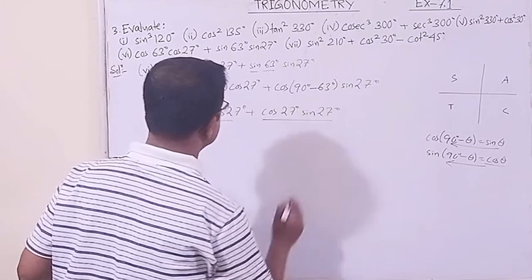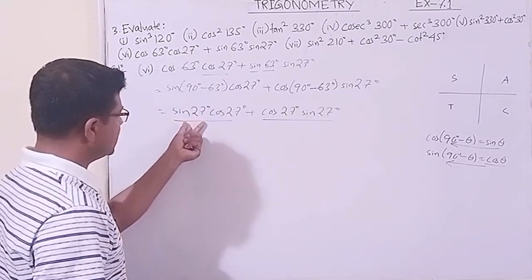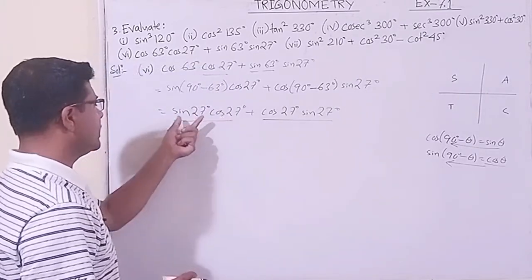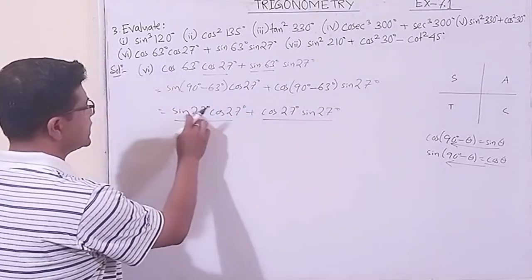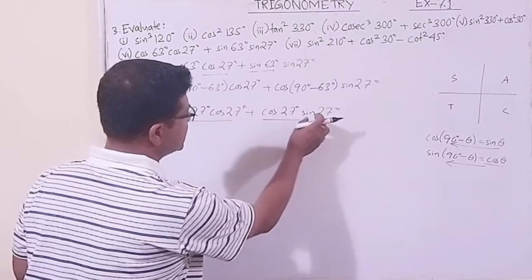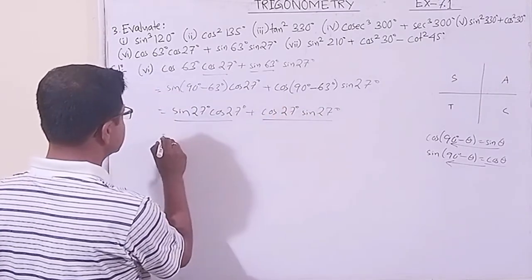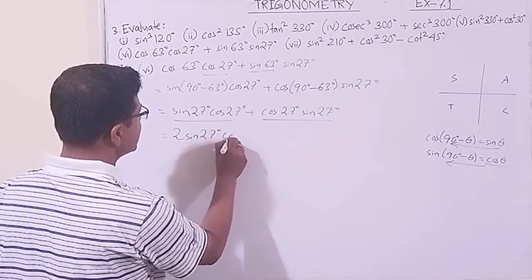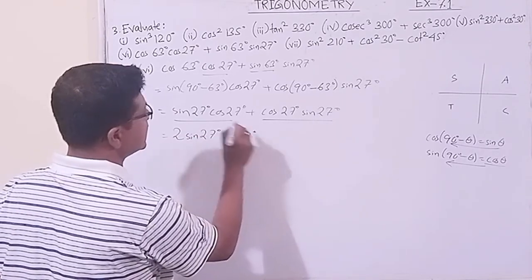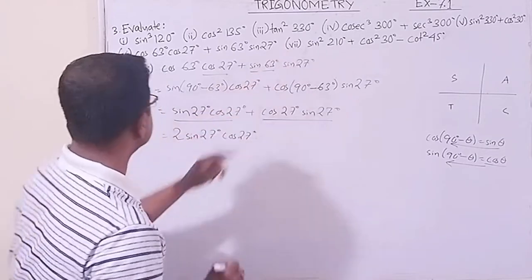Now you see they are like terms, so this plus this will be twice of this, because they are the same. Suppose x plus x is twice x. Sine 27 cos 27, sine 27 cos 27. So their sum is twice of sine 27 degree cos 27 degree. Alright, now let us do number 7.